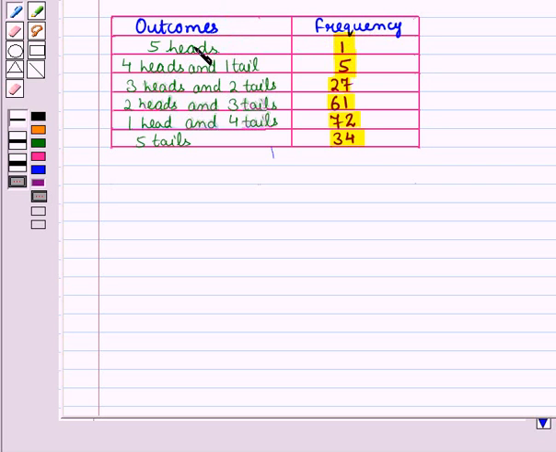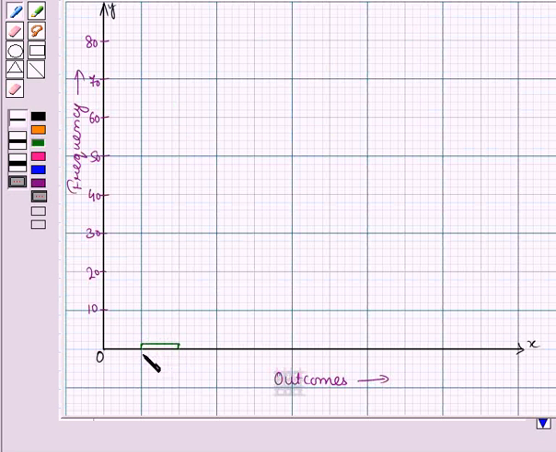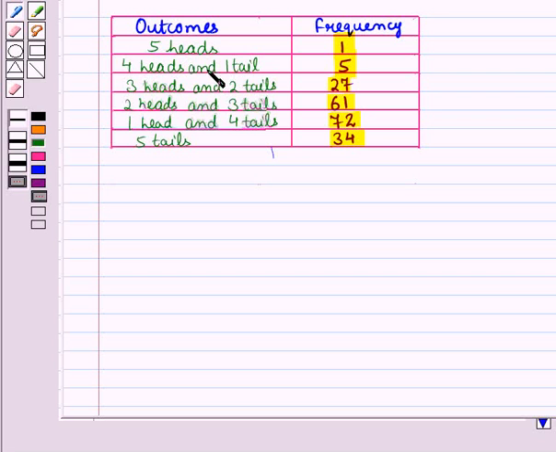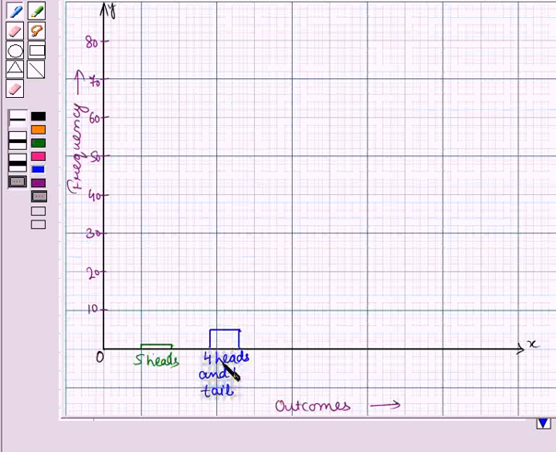Now let us draw the first bar to represent the outcome 5 heads, and its frequency is 1. Now this small bar is drawn to represent the outcome 5 heads, and the frequency of outcome 5 heads is 1. So we have drawn a bar of height 1. Then the frequency of outcome 4 heads and 1 tail is 5. So here we have drawn a bar of height 5.